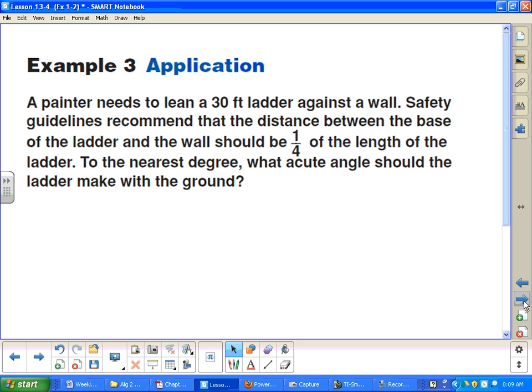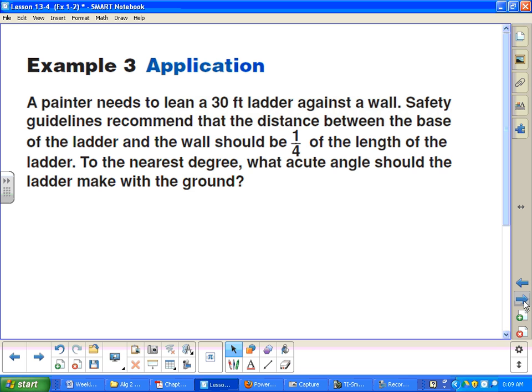So here, a painter needs to lean a 30-foot ladder against a wall. Safety guidelines recommend that the distance between the base of the ladder and the wall should be 1/4 of the length of the ladder. To the nearest degree, what acute angle should the ladder make with the ground?